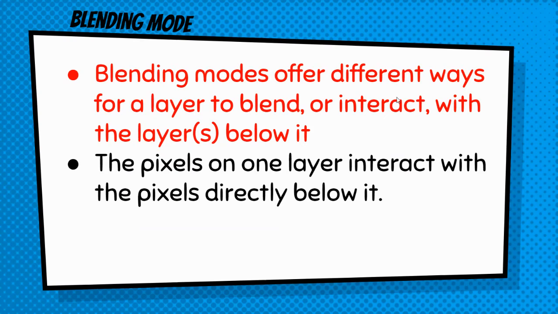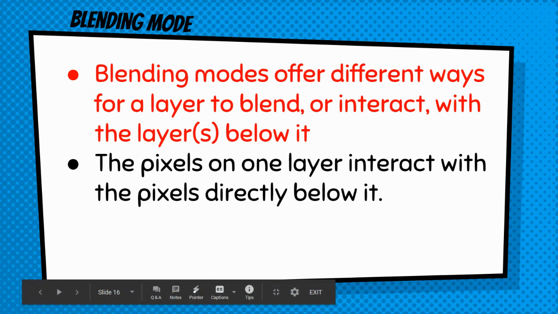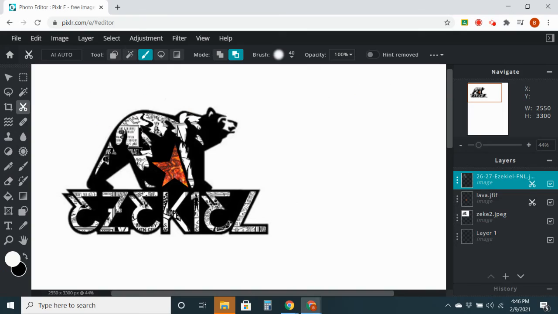All right, now let's get down to this. This is what I wanted to really do, the blending modes for part 3. Blending modes offer different ways for a layer to blend or interact with the layers below it. The pixels on one layer interact with the pixels directly below it. What does that mean? Once again, nobody really knows what that's talking about. No, just kidding. Once I'm done, it'll make sense what I'm talking about.